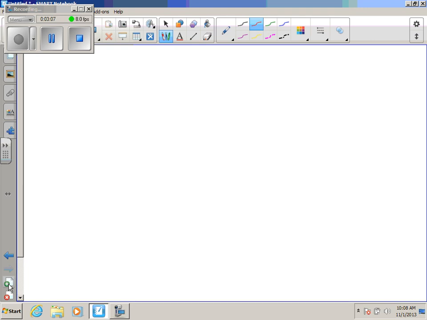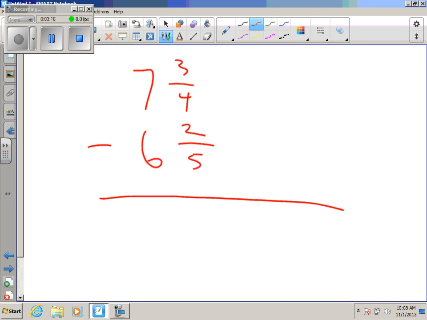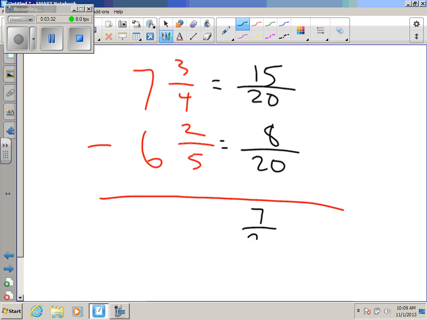Try 7 3/4 and take away 6 2/5. Trinity. We'll use the 20. Very good. 5 times 4, 2 times 4 is 8. 4 times 5, 5 times 3 is 15. 15 minus 8. And 7 minus 6, 1. 7/20 in simplest form. Good. How many of you got it? Outstanding.